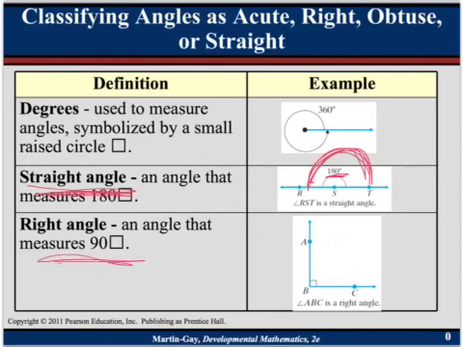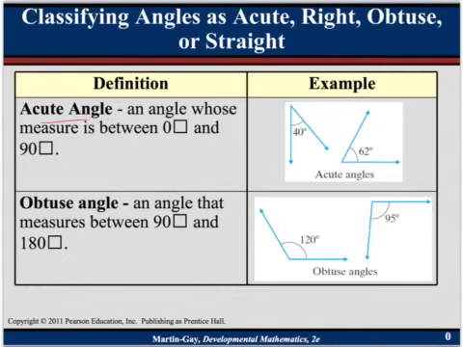Now, when we talk about right angles, it's always going to have this box. This box right here is what tells you that this is a 90-degree angle. And that means that it will measure at 90 degrees 100% of the time.